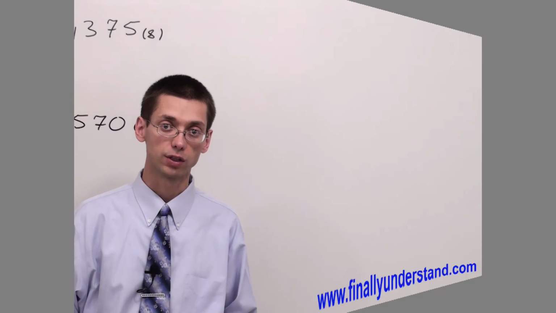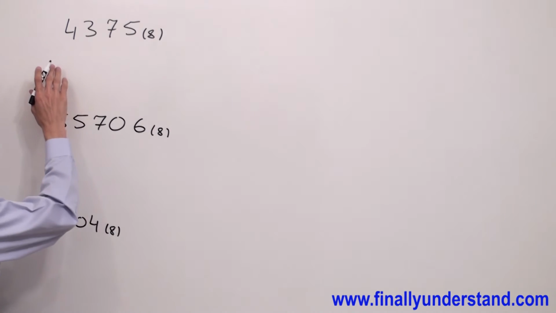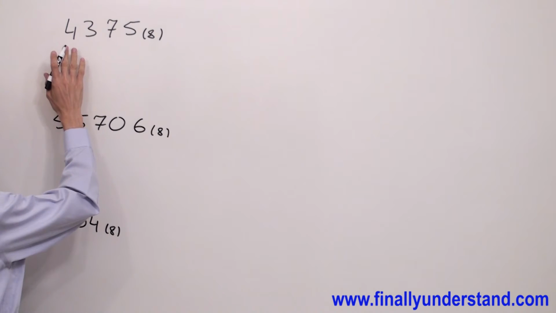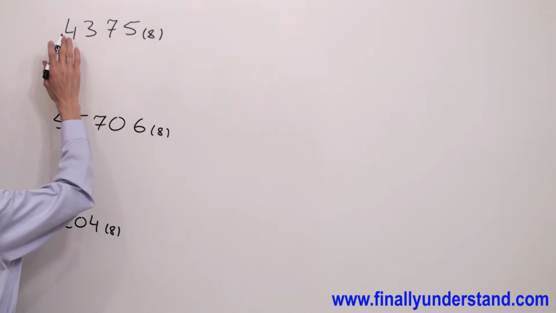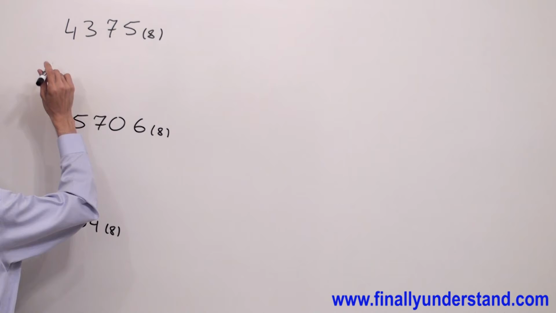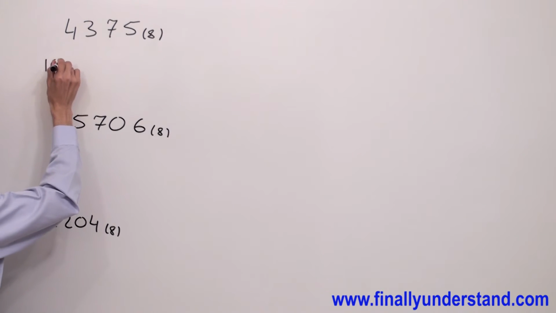We have another example on the board. This time again we're supposed to convert octal numbers to binary. Please remember that anytime you convert an octal number to binary, you're supposed to convert every octal digit to a 3-bit binary number. So 4 in binary is going to be 1, 0, 0.